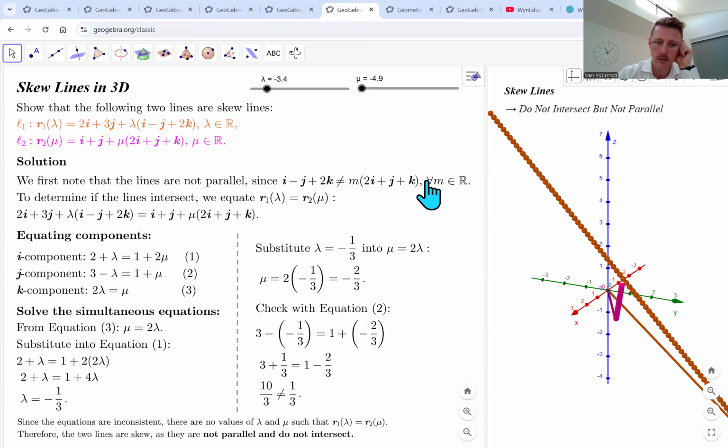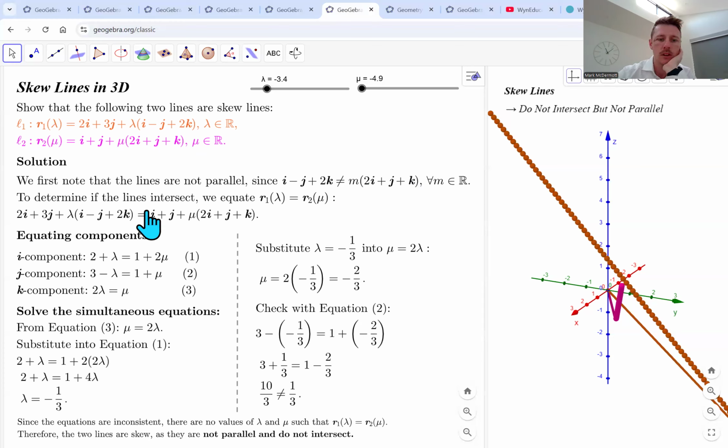Okay, which is what this says. There is no m such that these are the same. That's basically saying I can't scale up or down the direction vectors such that they would give us the same gradient. And that's what this symbol here means, for all m, element of real numbers. This doesn't hold true. There's no m that would work.